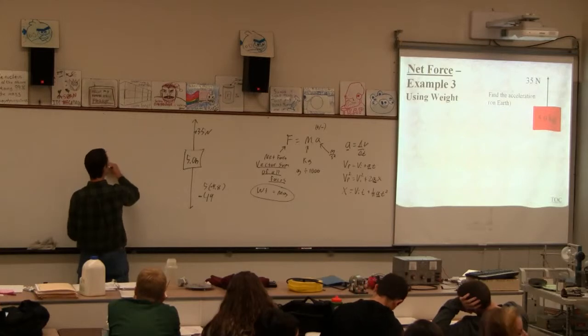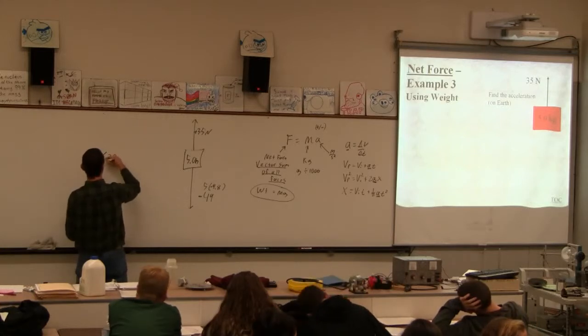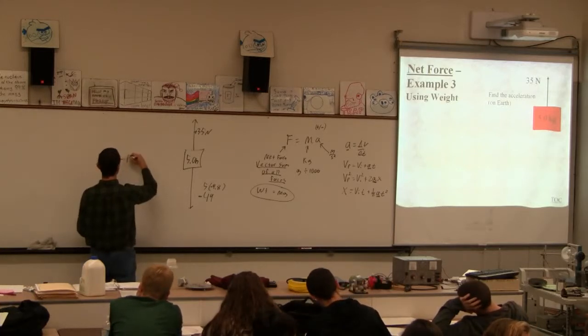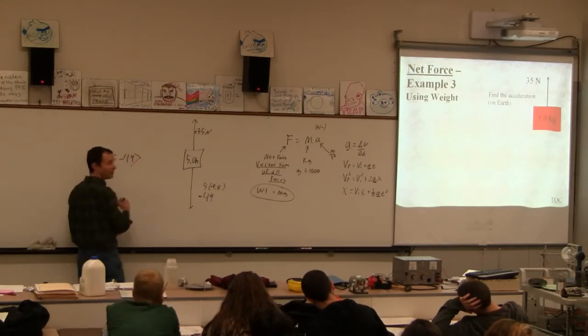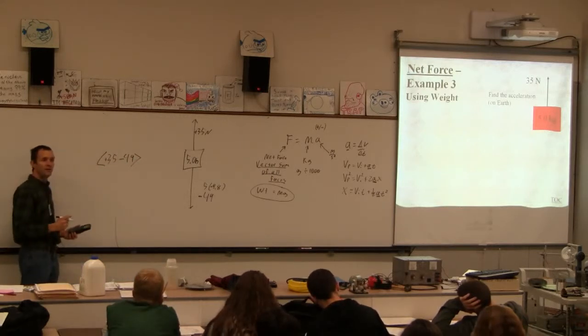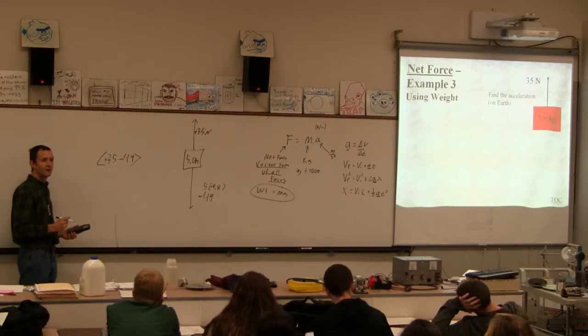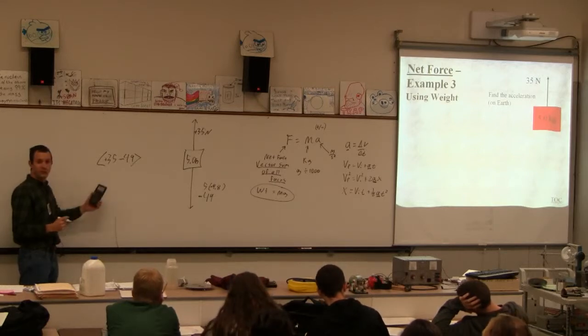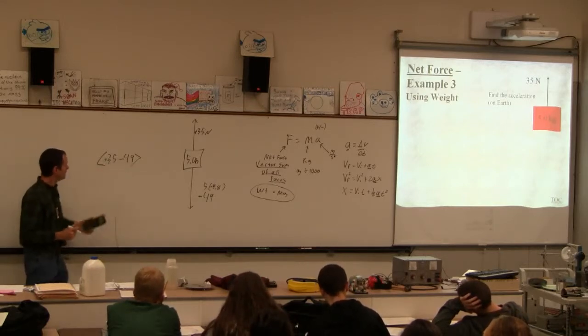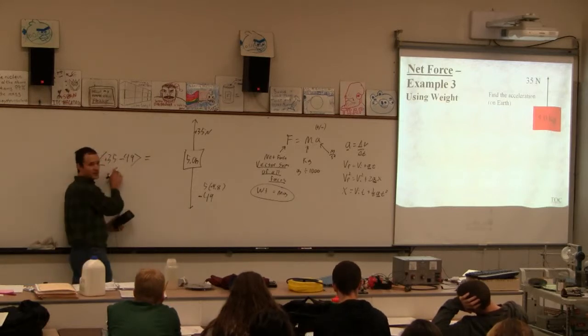All the forces are 35 positive, minus 49. And that's all the forces, yes? Guys, hello? Right? So those are the two forces. We've got a force up, a force down, right? Okay? So by the way, these things always look the same way.